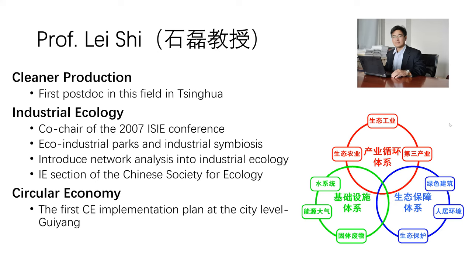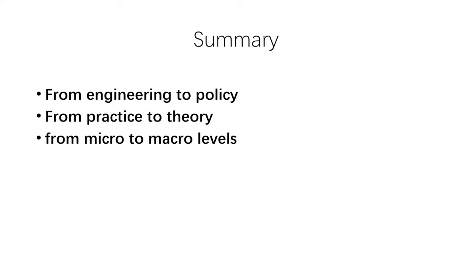This framework was then widely distributed in the 2000s, actually. So my understanding is that these four important early pioneers in industrial ecology at the Tsinghua School of Environment had similar patterns. They started from engineering and then moved to policy. They started to do a lot of practice and realized what they knew was not enough, and then they tried to find and develop industrial ecology theory.